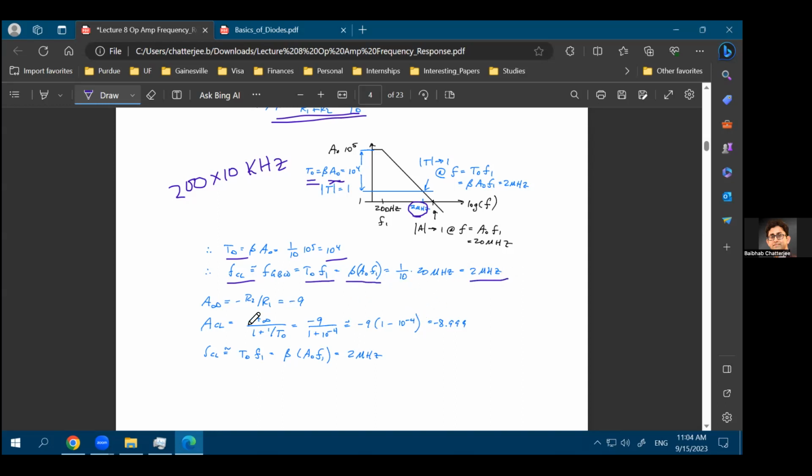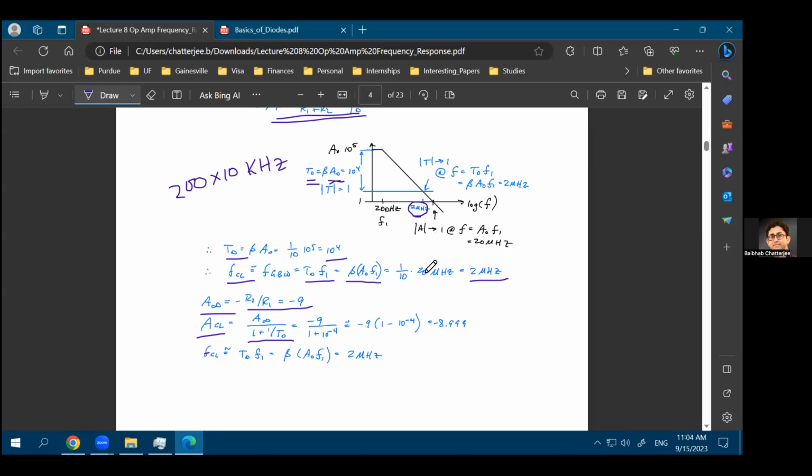A infinity is minus R2 over R1. That's minus 9. The closed loop gain is A infinity divided by 1 plus 1 over T naught, that is almost equal to minus 8.999. So that's still very close to this minus 9 number. But the closed loop bandwidth has increased to 2 megahertz.